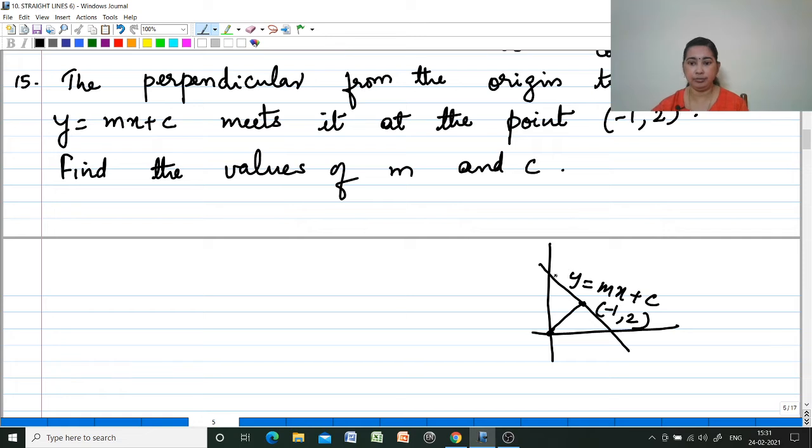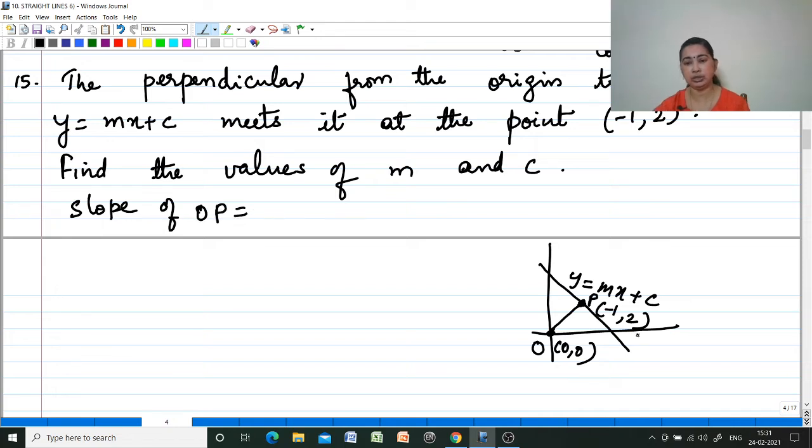So from the origin, this coordinate is (-1, 2), then the origin is (0, 0). So what is the slope of this line? We can call this O, and let this point be P. So what is the slope of OP? Slope of OP is y2 minus y1, that is 2 minus 0 divided by minus 1 minus 0, or minus 2 is the slope of OP. Now what is the slope of CD?